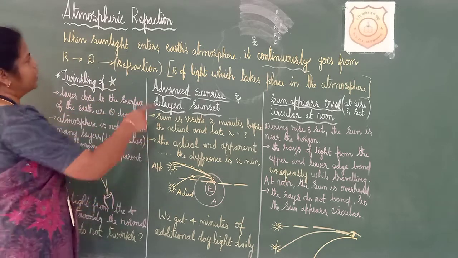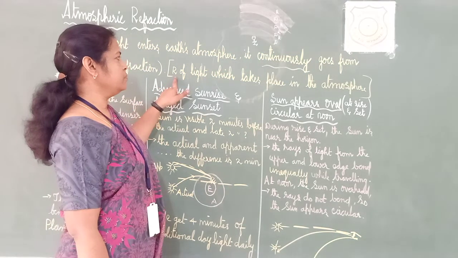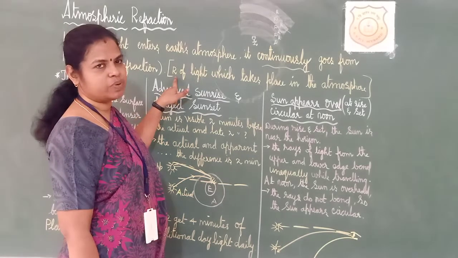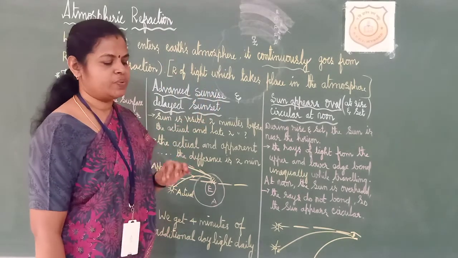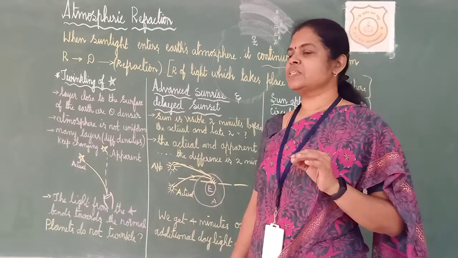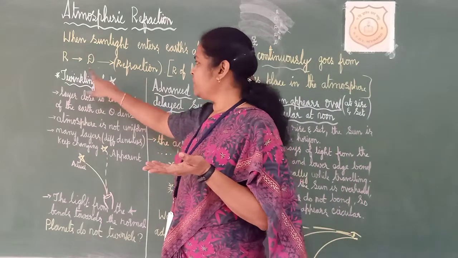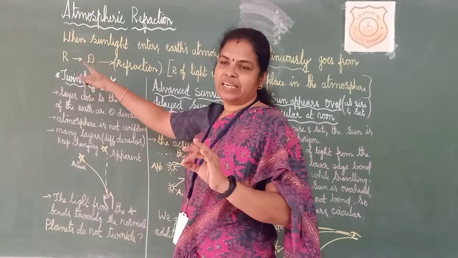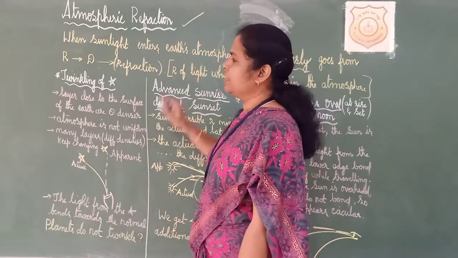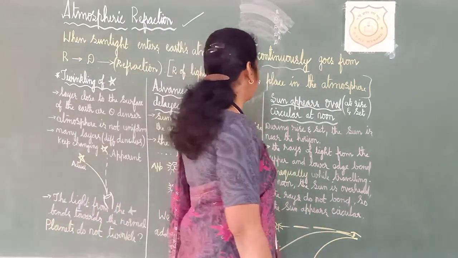So in one line, how do you explain atmospheric refraction? The refraction of light which takes place in the atmosphere is called atmospheric refraction. This is very important. But from which layer to which layer? It continuously moves from optically rarer medium to optically denser medium. That is one definition. Now under this head we are going to see three examples.